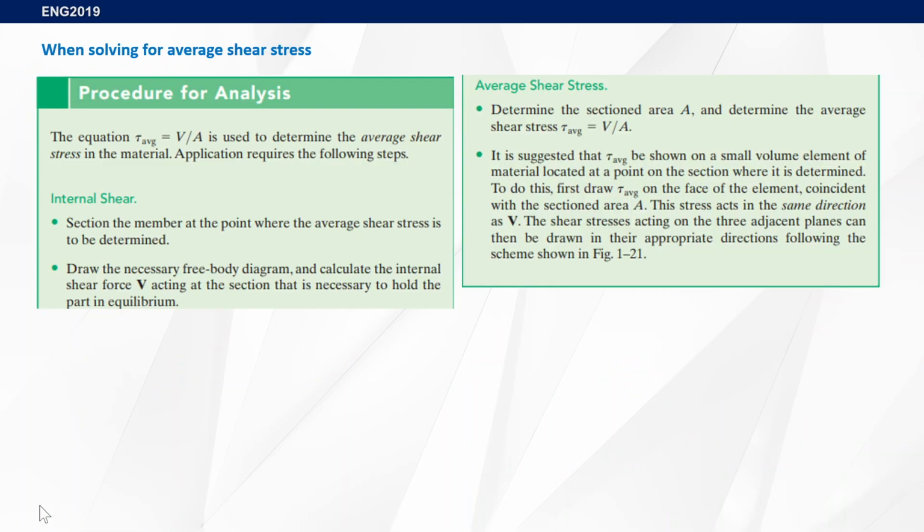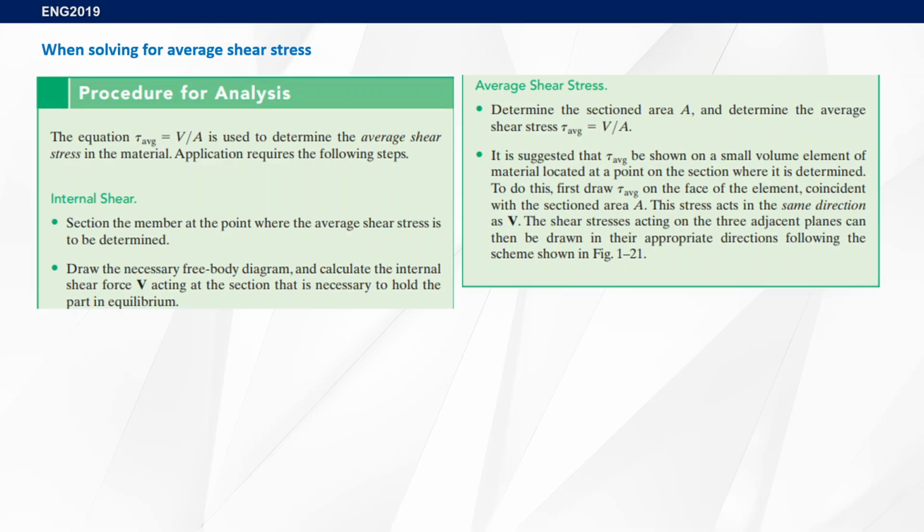I also added the procedure for analysis here. First things first, you have to identify the internal shear, meaning you have to draw the necessary free body diagram of the internal loads in order to calculate for force V, or the shear force. Then after that, you start solving for your average shear stress, represented by the Greek symbol tau here. It equals the shear force divided by the area sheared.